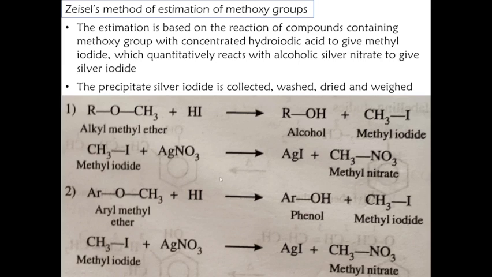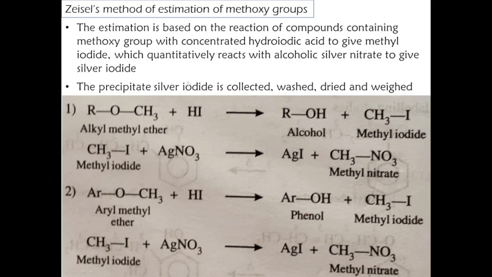Next, we have to discuss a method for the estimation of methoxy group. It was developed by the scientist Zeisel. Zeisel's method of estimation of methoxy group. The estimation is based on the reaction of compounds containing methoxy group with concentrated hydriodic acid to give methyl iodide. We have already discussed the reaction between an ether and concentrated hydriodic acid. So here we are getting methyl iodide as one of the products, which quantitatively reacts with alcoholic silver nitrate to give silver iodide.